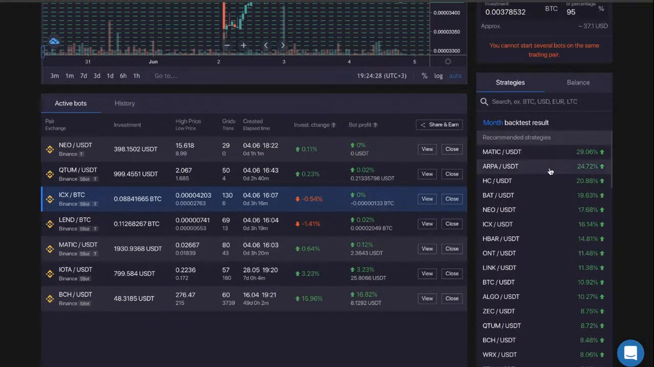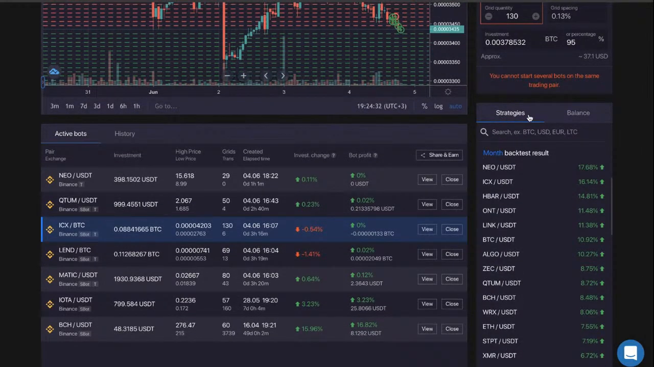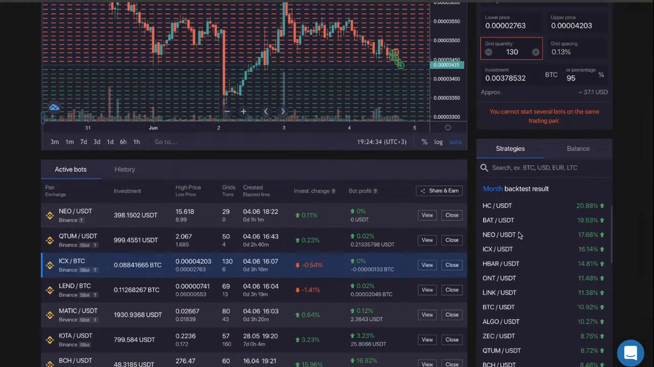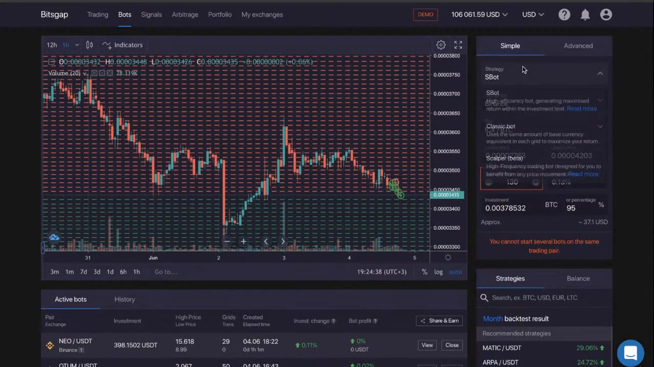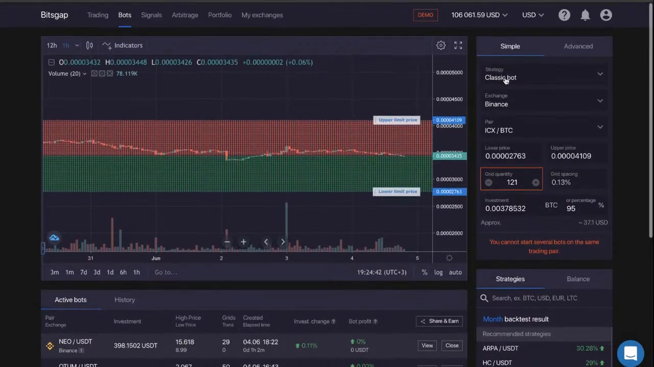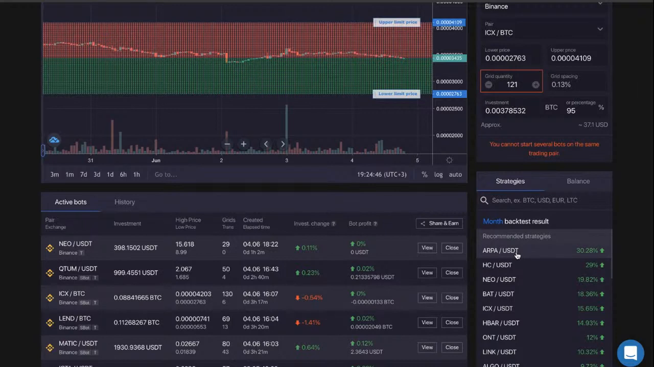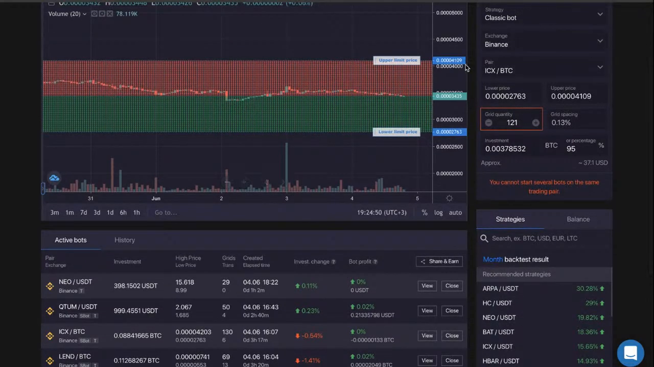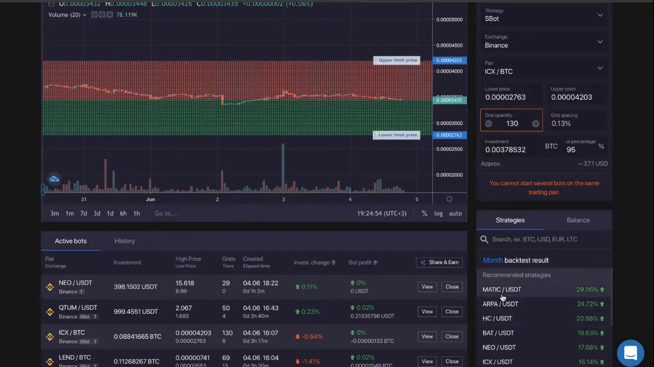And on the right side, a very important panel that we have here is strategies. These are recommended strategies, and for each bot we have our own recommended strategies. You see now I switched to the classic bot, and the first ones are ARPA, then HC, then NEO. If I switch to the S bot, you see that in this case I have some different ones.